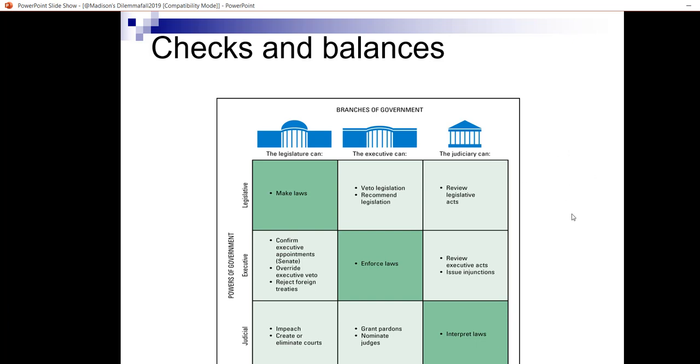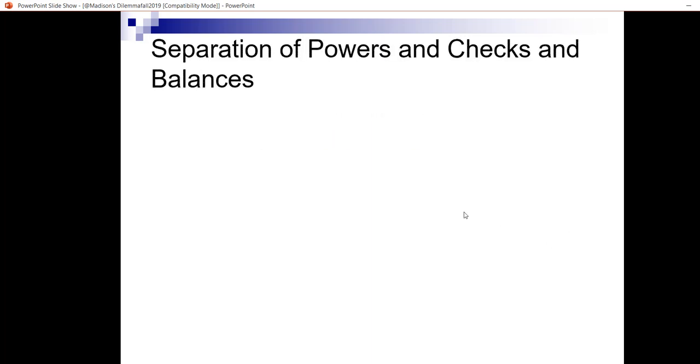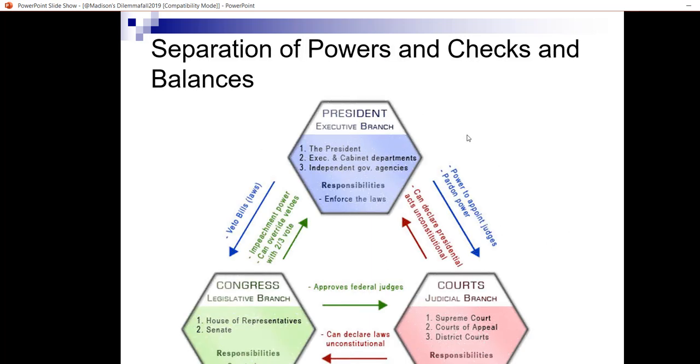So checks and balances, there's lots of checks and balances built into the Constitution. But again, the overall purpose of checks and balances is to allow the different branches to keep a particular part of the government from abusing its power. This slide just shows how they sort of work together. This is separation of powers. And then again, it explains how each of the branches can check the other branches.